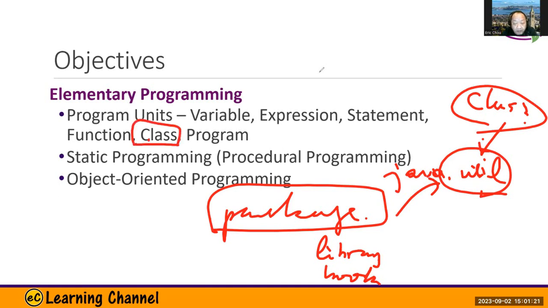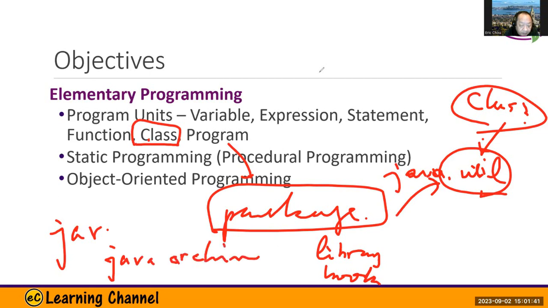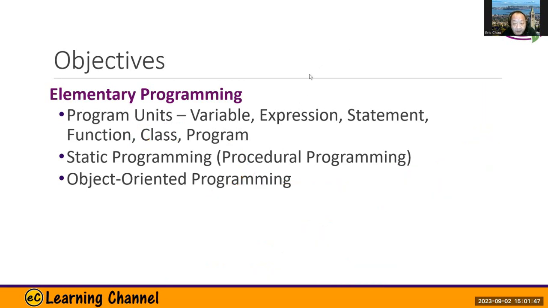You can also make a whole program of multiple classes into a package. Later, in chapter 9, I'll teach you how to make a jar file. It's called a Java archive file, jar. In chapter 9, if we have time, we'll cover it. So that's about how to make a package.